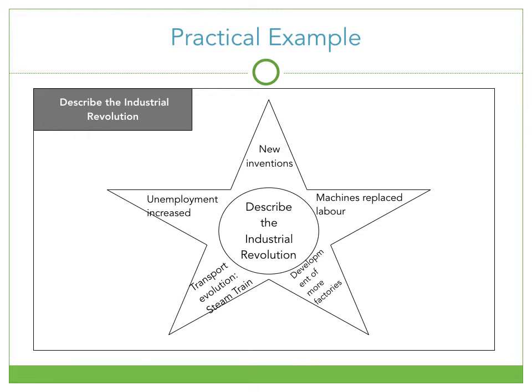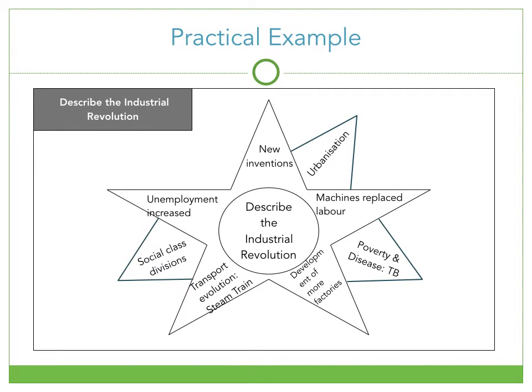They are not the only 5 characteristics that can be chosen and used. So if your learners feel like they would like to add a few more, they can do that. This mind map is flexible. They can add an extra arm, urbanization. People came to the cities to look for work in factories, and this created bigger cities and towns. Poverty and diseases, social class divisions, these are all characteristics that describe the period of the Industrial Revolution.